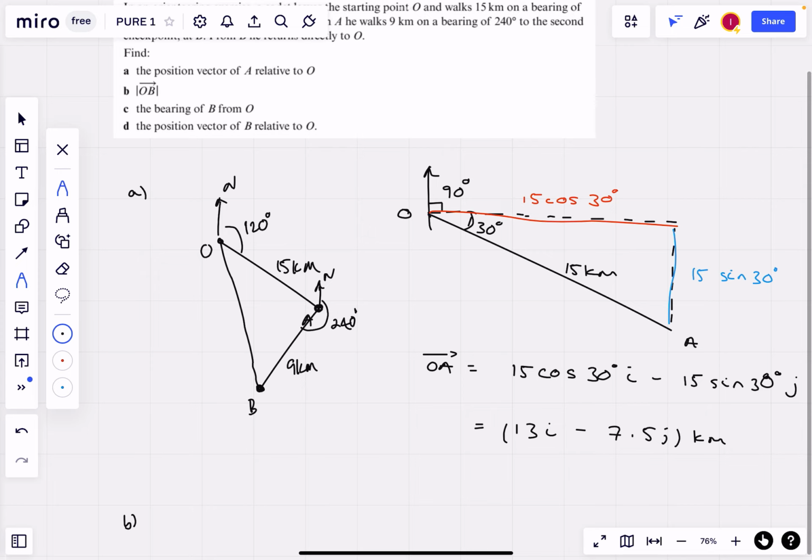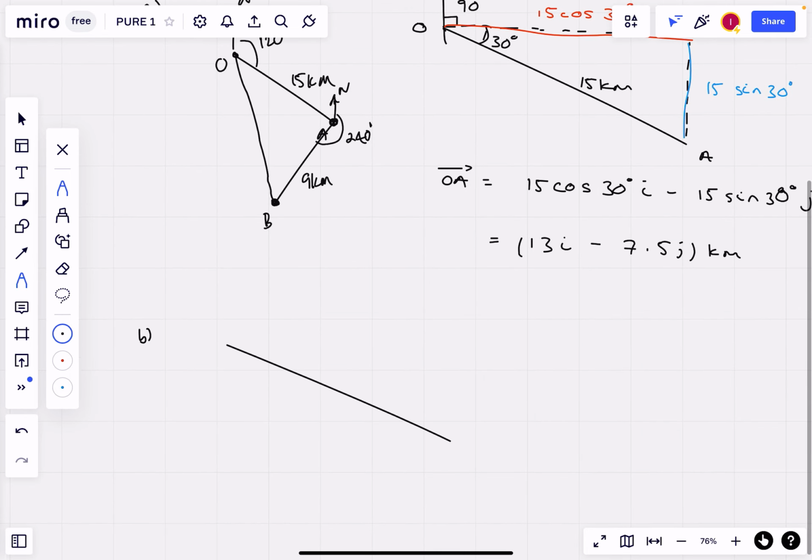Now, let's draw it again. Something like this. We've got north and north. This is the right angle triangle which we drew before. We said that this is 90. We said that this is 30. This angle, we don't know. This we know is 240 degrees.